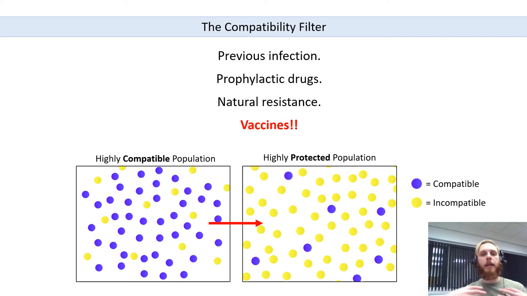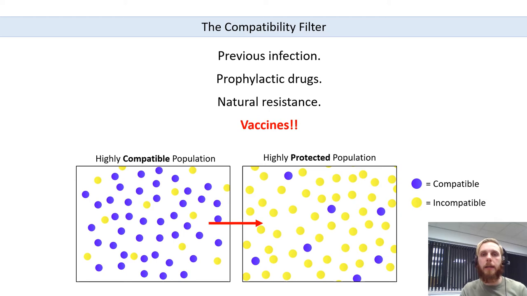What's the best way to make an individual incompatible with a particular virus? It is to immunize them. And how do we immunize someone? We vaccinate them. Okay, and that's why vaccines are so effective at preventing infectious diseases, because we vaccinate as many people in the population as we can, and by doing so we are closing that compatibility filter. We are making as many people as possible incompatible with the virus, and therefore the virus doesn't have individuals to infect, it can't spread, because anyone it encounters is resistant, they're vaccinated, they're immunized, they're incompatible, so the virus can no longer spread throughout the population.